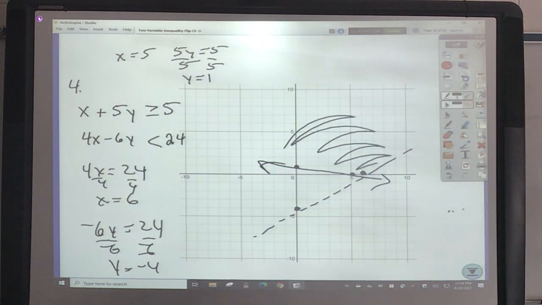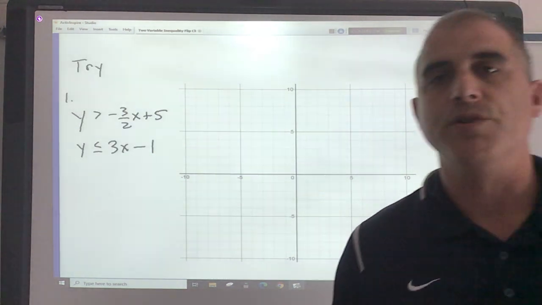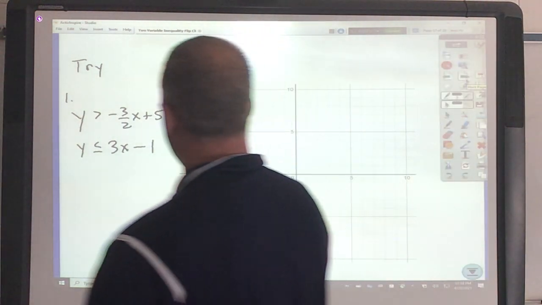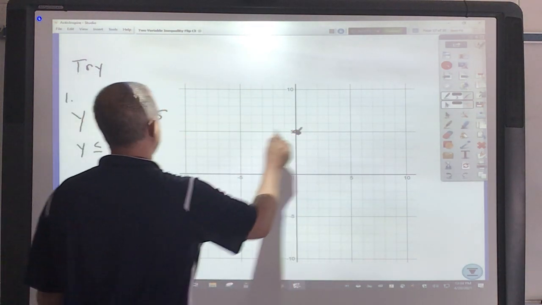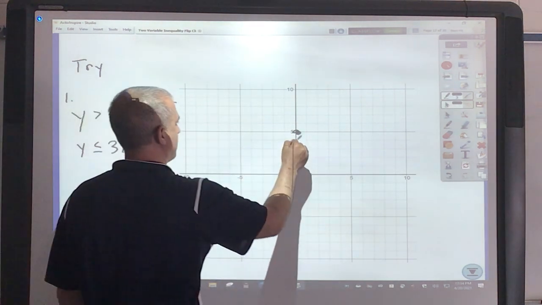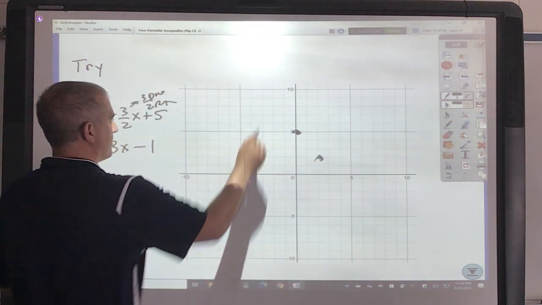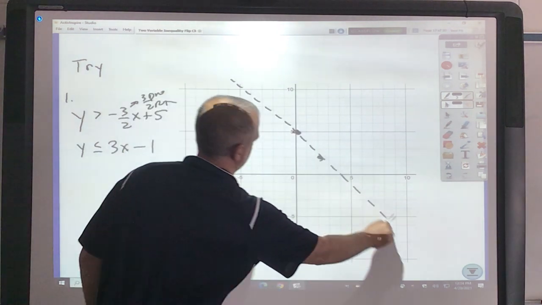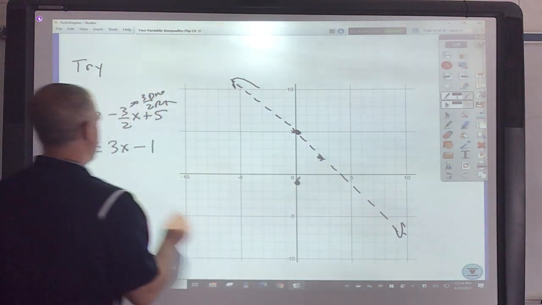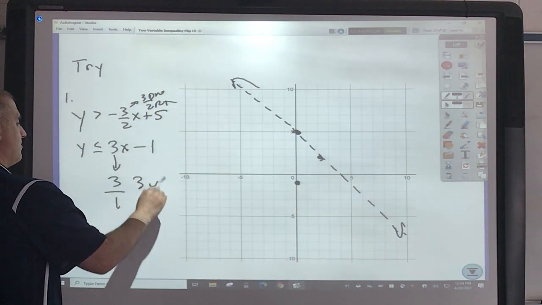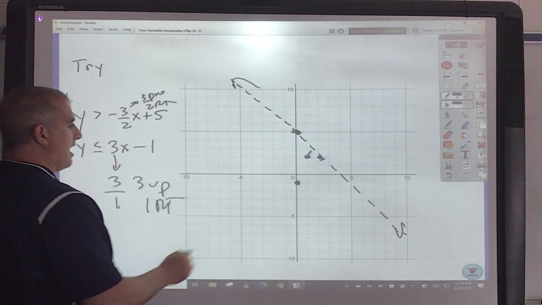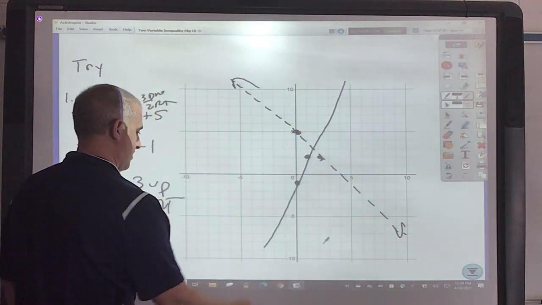Just like the last ones before, I'm going to give you guys 4 to do on your own. Go ahead and pause your video after each one. This one I would start at 5, and this means 3 down, 2 right. So 1, 2, 3 down, 2 right. This is a dashed line. This is -1 down. This would be 3 over 1, so 3 up, 1 right. So 1, 2, 3, 1 right. There's a line underneath of it, so it'd be a solid line.